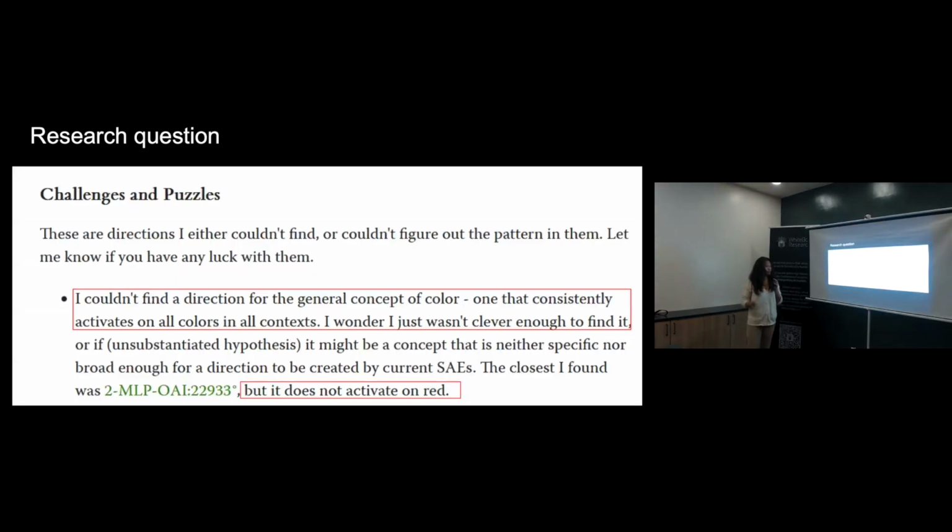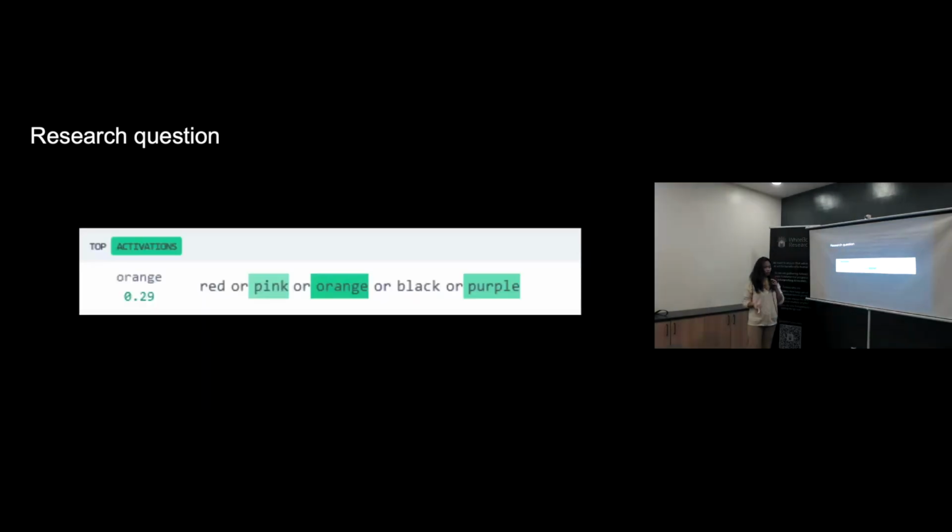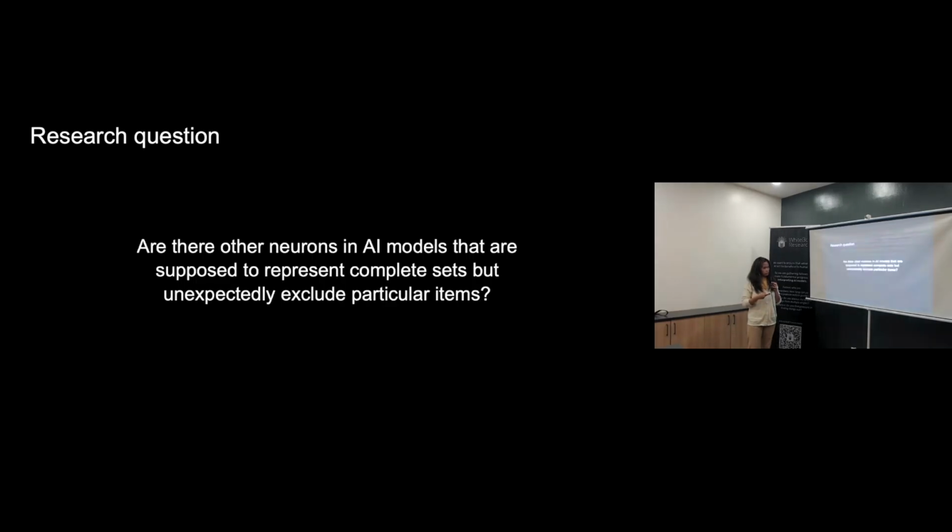The article actually says that while they couldn't find a direction for the general concept of color, there was one that was close to it, but it does not activate for the color red. So here is an example of that. You can see that it basically activates for colors, yeah, not black or red. So that's interesting. Why does it do that?